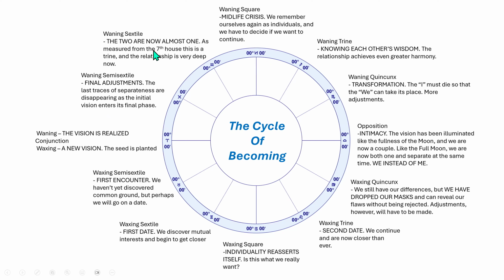If we make it to this point, the two are now truly almost one. It's measured from the seventh house. This is a trine, and the relationship is getting very, very deep. And then we get to the waning semisextile. These are the final adjustments that are made so that those last traces of separateness are disappearing as the initial vision enters its final phase.